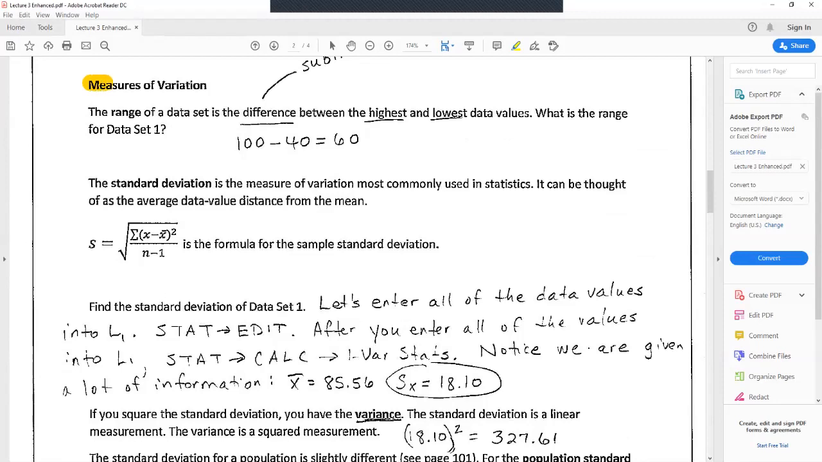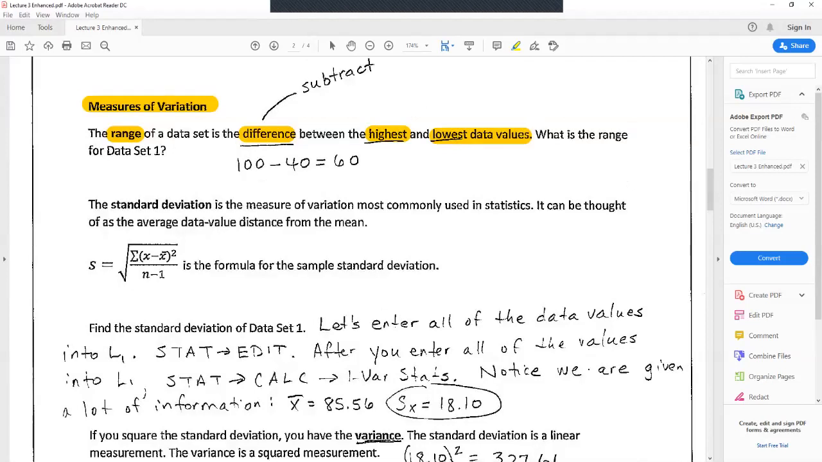Measures of variation. Variation tells us how far away we are from the mean, typically. And the range is going to be the difference between the highest and lowest data values. And remember, difference just means that we are subtracting. So if you look at the data set, we had a 100, that would have been the highest, 40 being the lowest, the difference would be 60. So the range for that data set would be 60.